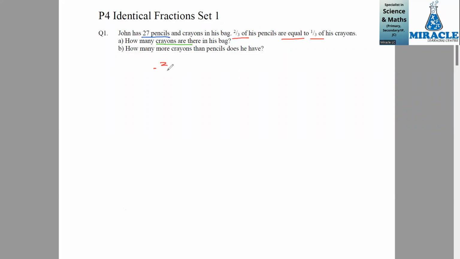So let's write this out. 2/3 of pencils is equal to 1/3 of crayons. Since we are dealing with identical fractions, we always want to make the numerators of both fractions the same so that we can compare their denominators. Between 2 and 1, their common multiple is 2.